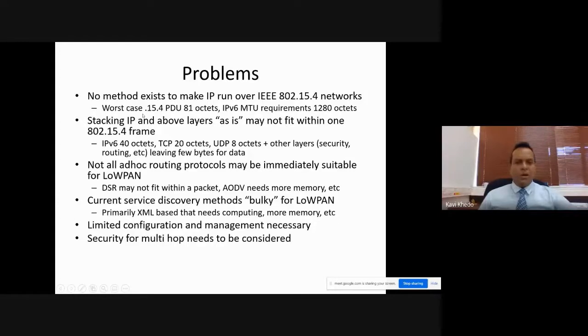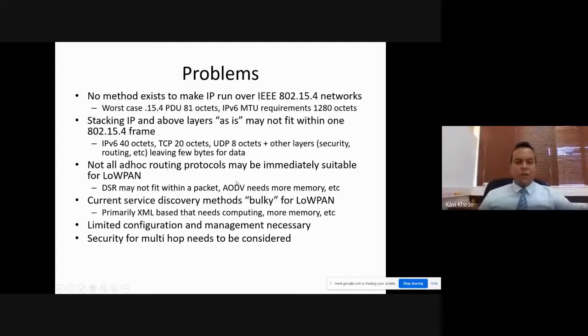And you see here, an IEEE 802.15.4 PDU, the packet data unit, is 81 octets in size, whereas an IPv6 packet is normally 1,280 octets. So stacking IP and above layers as is may not fit within one IEEE 802.15.4 frame. One is larger, this one is smaller. So how can you make one fit in the other? This is difficult.